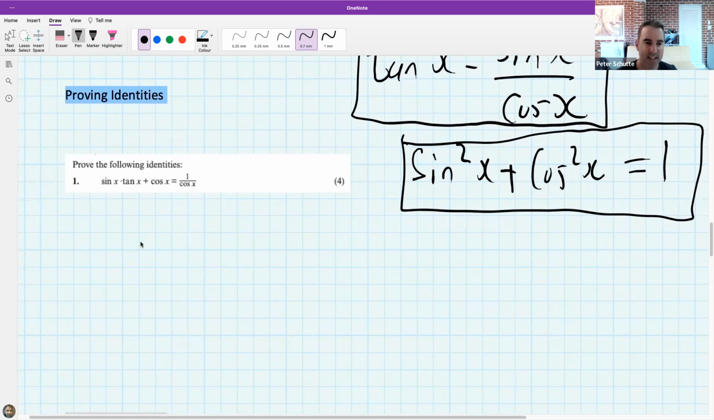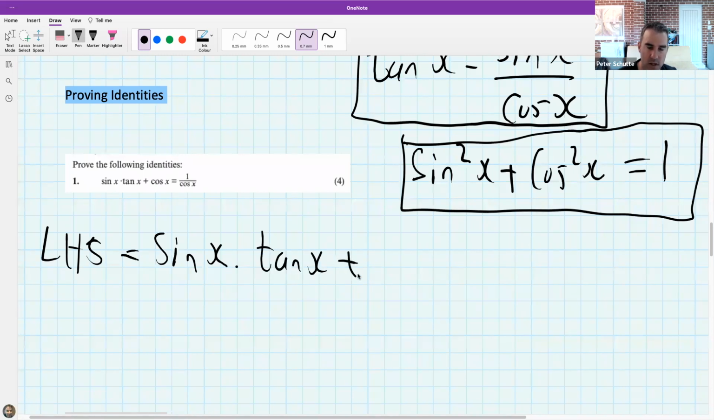When you deal with identities, the golden rule is normally to work with the more complicated side, which we call either the left-hand side or the right-hand side. In this case, the left-hand side is clearly the more complicated. And so what I would do is write down that left-hand side, and my goal is to make it look like the right-hand side, which I'm going to keep an eye on throughout this question.